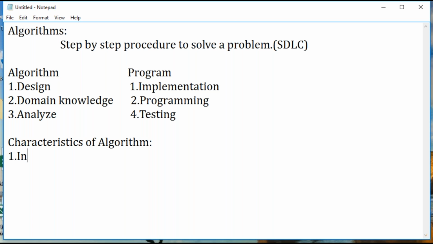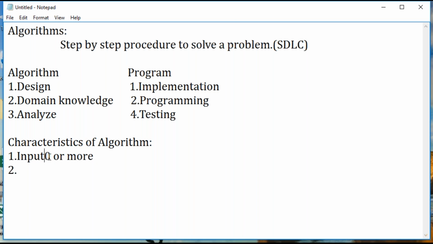Wherever you go, you might have learned about this. Normally, whenever you're going to write a program, we'll have 3 processes: input, process, output, right? So the first characteristic of an algorithm is input. Whatever algorithm we are writing should accept minimum 0 or more inputs. So I can write a program even without input also.